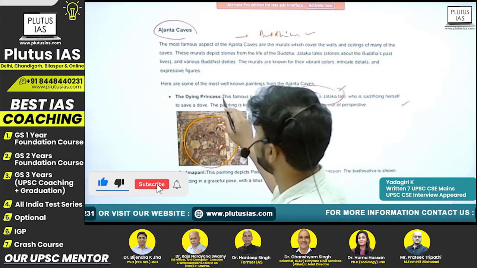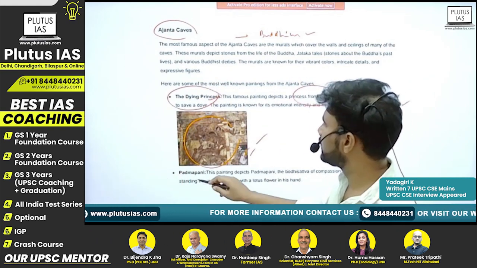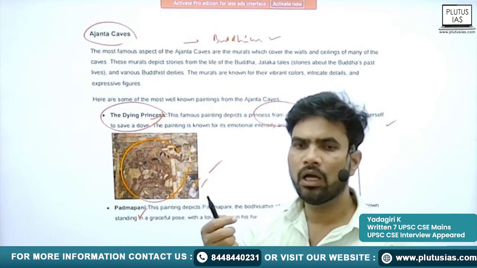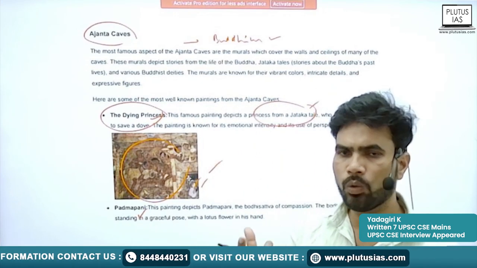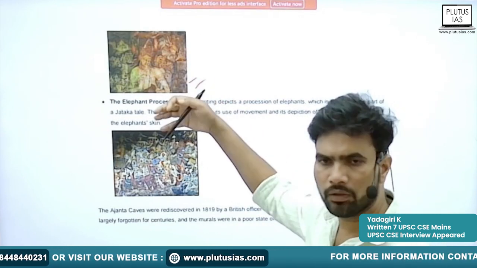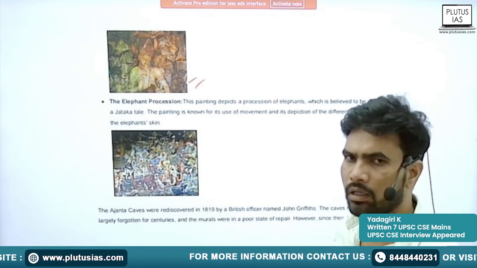The best examples in the Ajanta Caves are the dying princess and next is Padmapani. Padmapani means the god who is holding a padma, or lotus, in his hand. It is also a very beautiful painting. You have seen it multiple times in various textbooks in your school days.